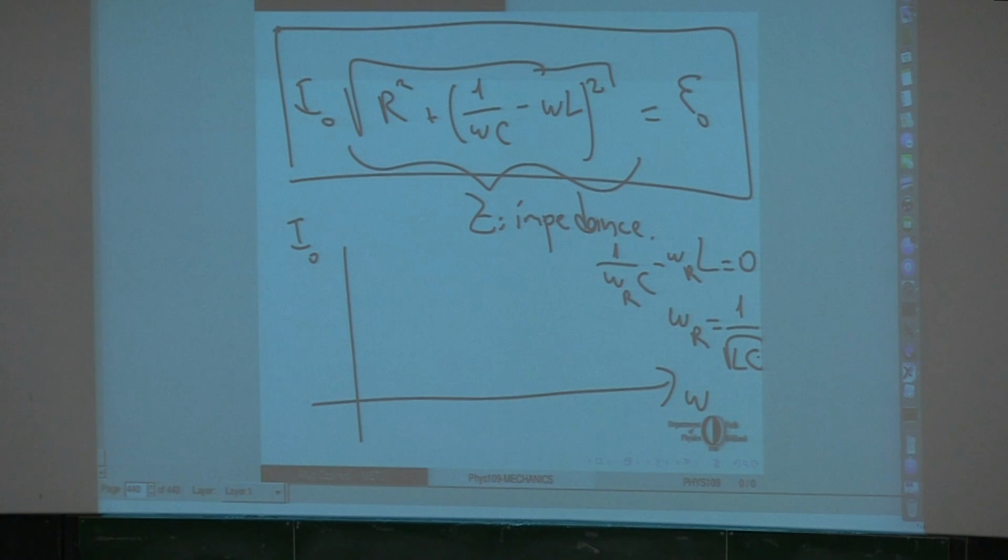Now, this is nothing but the frequency at which, if we only had an LC circuit, an inductor and a capacitor, that circuit will oscillate. It's kind of the natural frequency of oscillation. Now, if you force a system at its natural frequency, that is what we call the resonance phenomenon. So what happens in resonance? In this case, I becomes maximum.